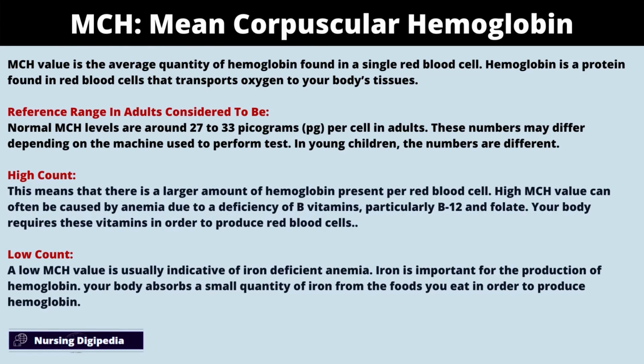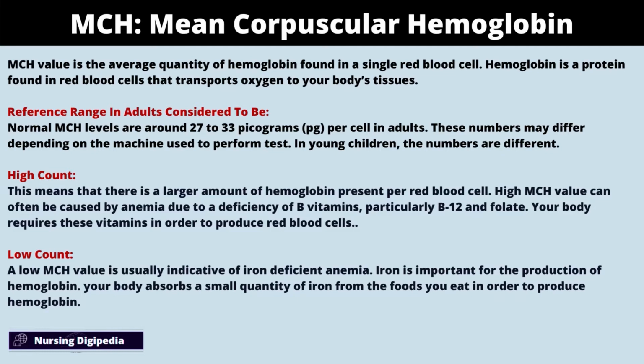MCH stands for mean corpuscular hemoglobin. MCH value is the average quantity of hemoglobin found in a single red blood cell. Reference range in adults is considered to be 27 to 33 picograms per cell. These numbers may differ depending on the machine used to perform the test. In young children, the numbers are different.